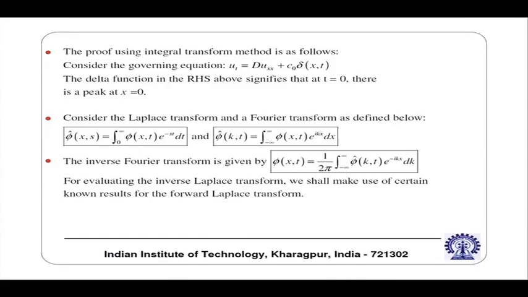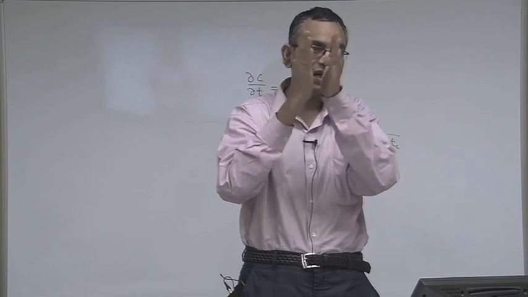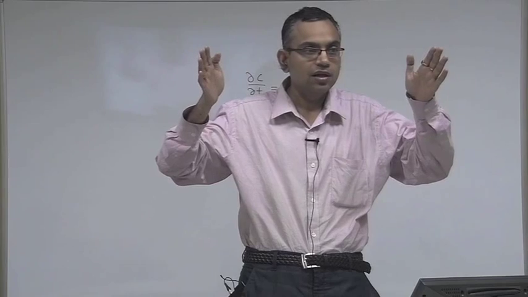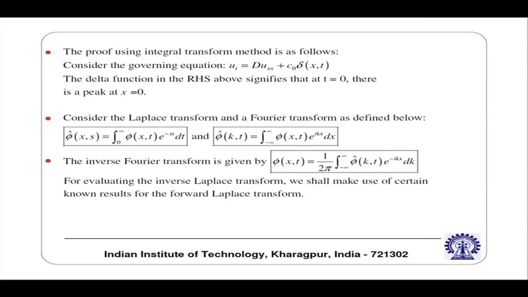The governing differential equation is u_t equal to D u_xx plus c0 times delta(x,t). The delta function signifies that this delta is the delta_0 basically. So, at x equal to 0 there is a peak. Concentration wise, basically you introduce the solute at a given x, let us say x equal to 0, and then it will spread in the solution as you allow time to grow, that is what is physically happening. Now, the definitions of the Laplace and Fourier transforms, in case these have gone out of your mind, I do not think I need to discuss these definitions, but essentially these transforms you can use for transforming from time domain to frequency domain, etcetera.